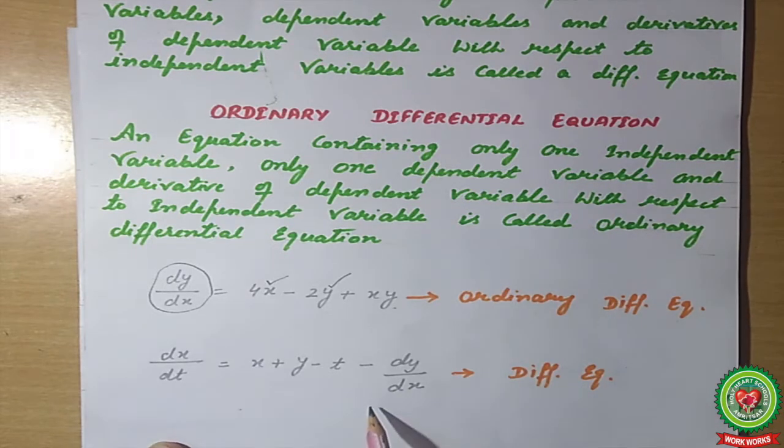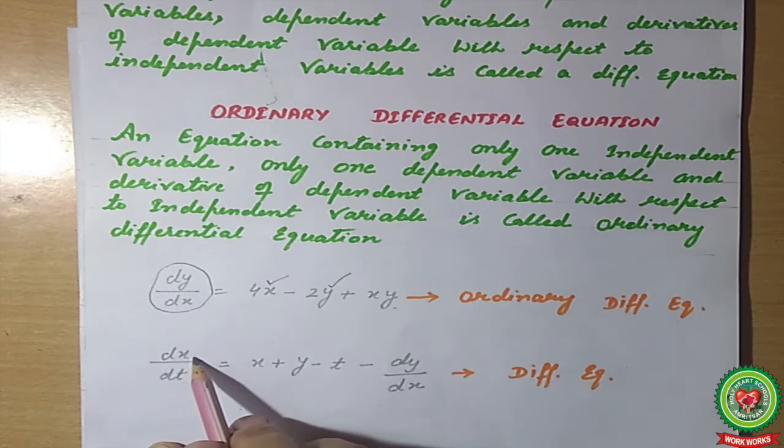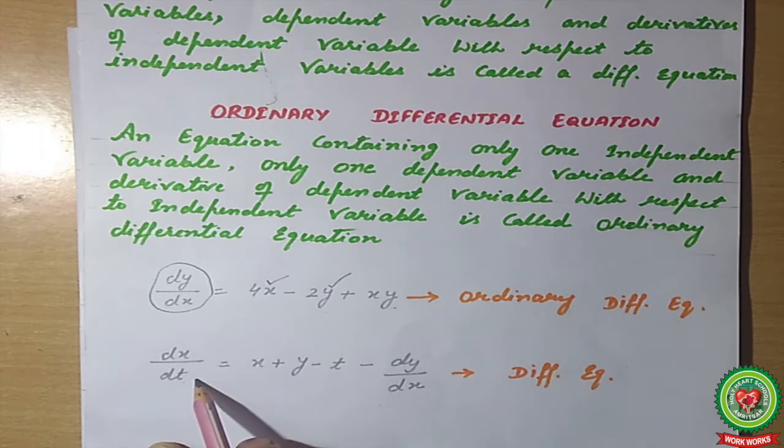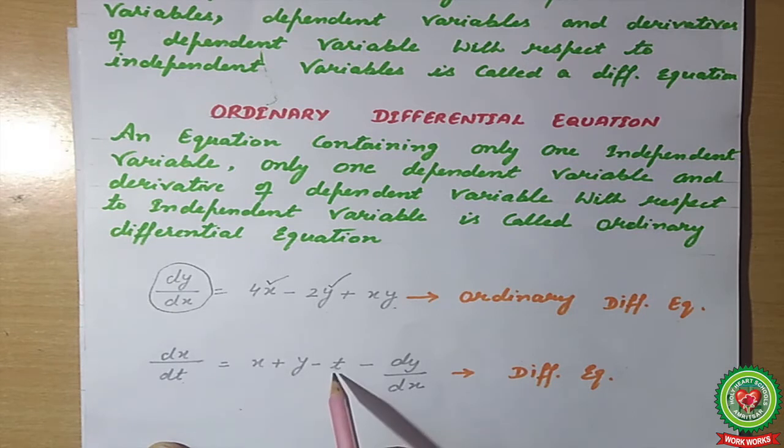Now I am taking one more example. Here, dx upon dt, it means one variable is x and the other variable is t. But how many variables are there? x, y and t. That means there are not only two variables, more than two variables are there. So, this is not an ordinary differential equation, but it is a differential equation. It is a differential equation, but it is not an ordinary differential equation.